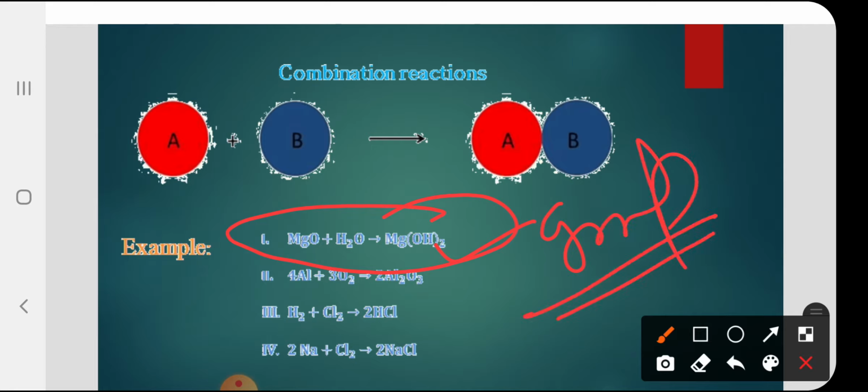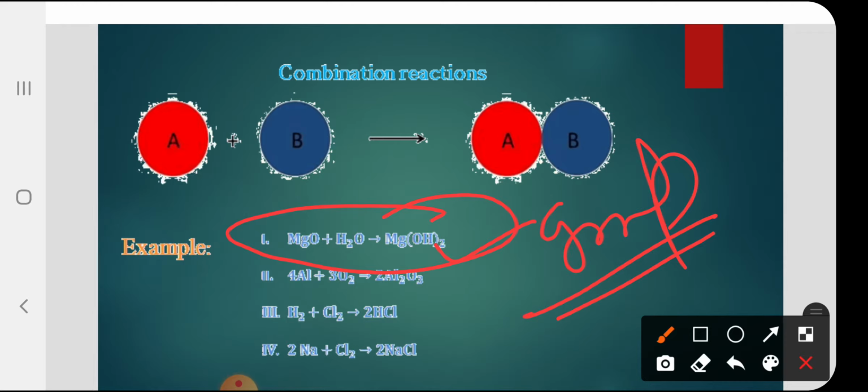Many times questions are asked from this reaction. One: how does magnesium oxide react with water and form magnesium hydroxide. Second: why do we rub the magnesium ribbon before doing the experiment. And sometimes: write two precautions when we are burning magnesium. So these are the three common questions most of the time asked in the examination from this reaction. So this is a very important reaction.